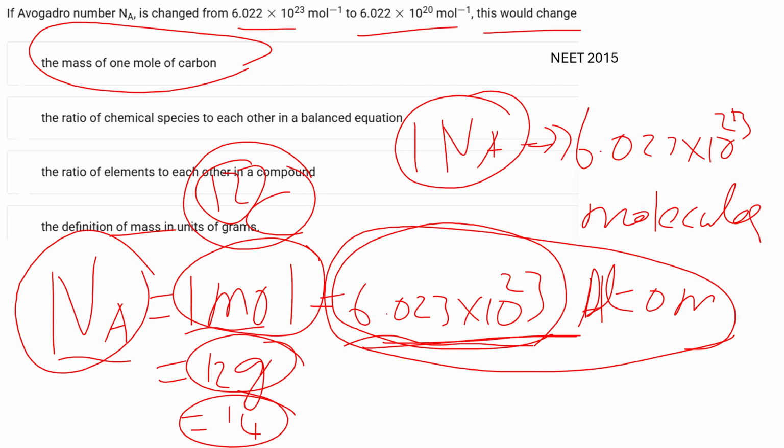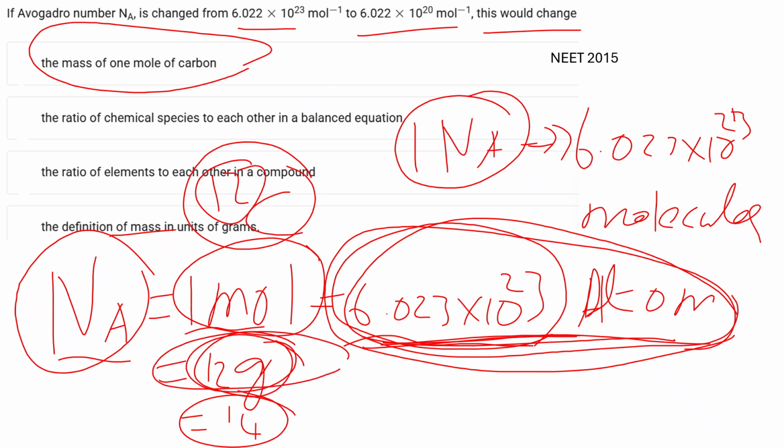In 12 gram there is this much of molecules. If I think reversely, if I take this much of molecules, it has this much of weight in grams. If we are reducing this factor to 10 to the power 20, the weight will be reduced, because these two are directly proportional. Don't consider the 1 mole. 12 gram is equal to 6.023 into 10 to the power 23.